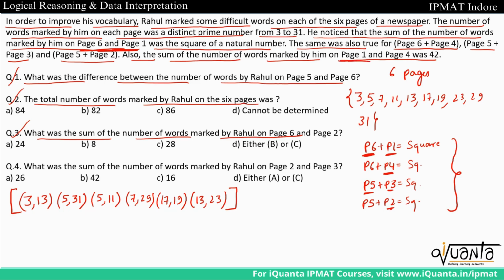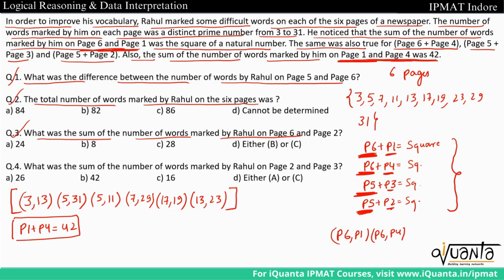Then we have also been given that page 1 and page 4 was 42. So the number of words on page 1 plus page 4 must be equal to 42. Now if we look at the equations that we have, we can see that we have 2 equations in which P6 is involved and 2 equations in which P5 is involved. So that means we'll have a pair of P6 P1, then a pair of P6 P4, then a pair of P5 P3, and at last a pair of P5 and P2.